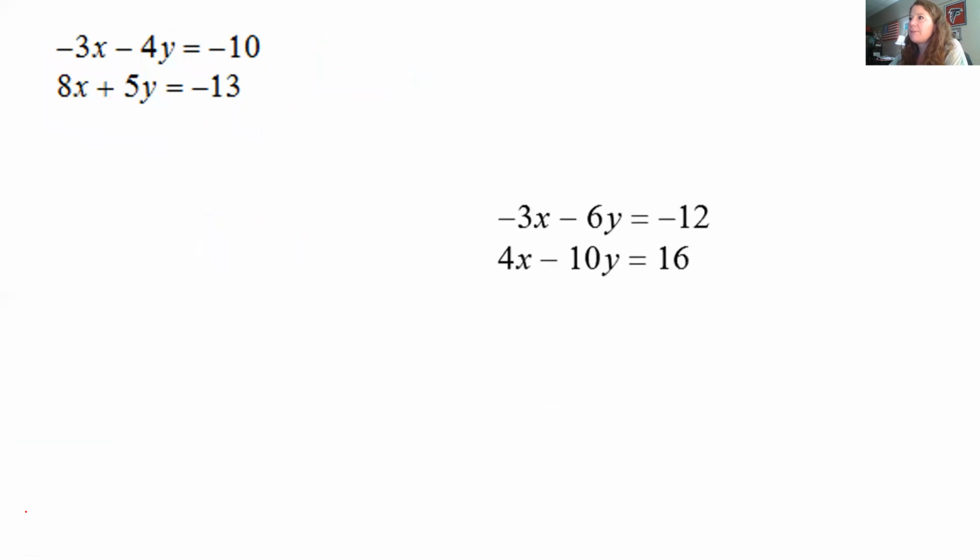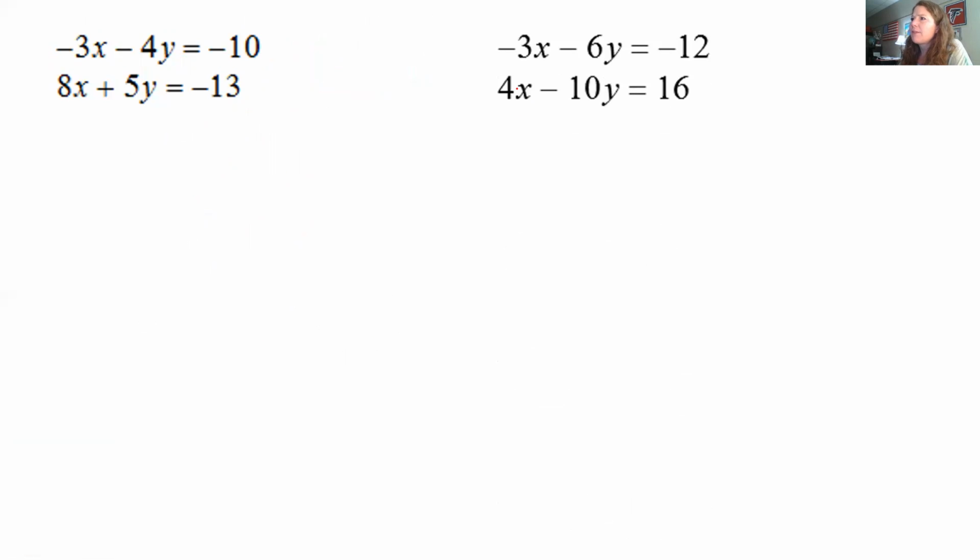Let's try another one. All right, once again, I'm looking for opposite signs. I like my x's, they have opposite signs. My y's do not have opposite signs. Of course, I could always multiply by a negative number to make one positive. But I like 3 and 4 because I know the least common multiple is 12. Since they're already opposite signs, I'm going to let my first x equal negative 12. So negative 3 times what is negative 12? The answer is 4. And then I want the bottom one to equal positive 12. So what times 4x is 12x? That would be 3.